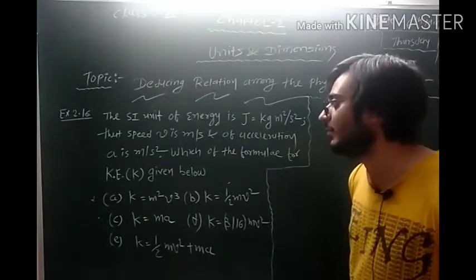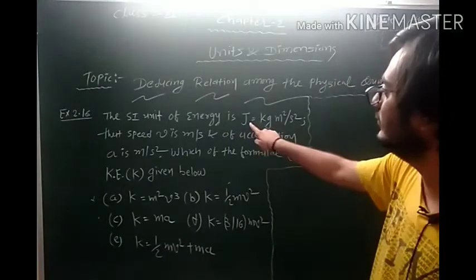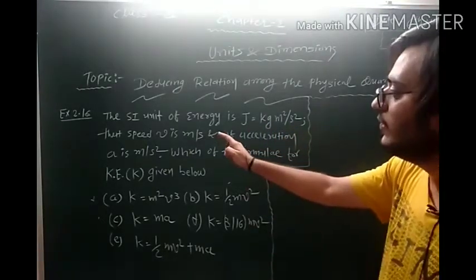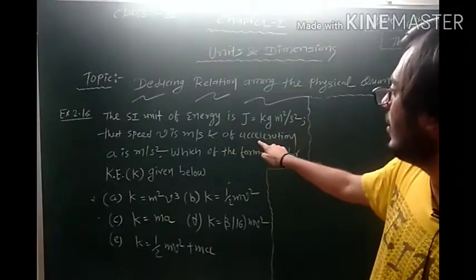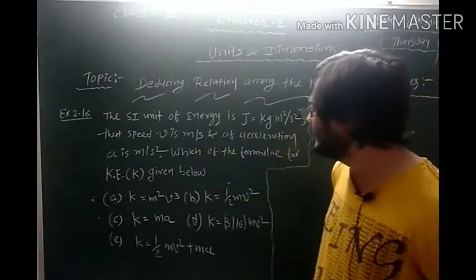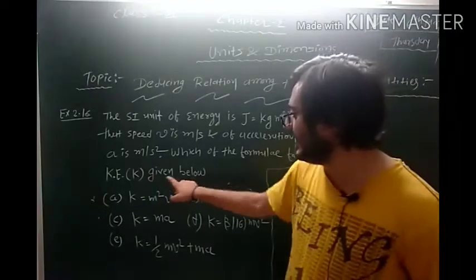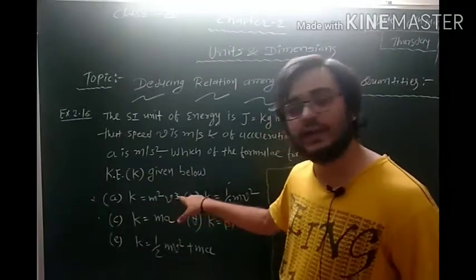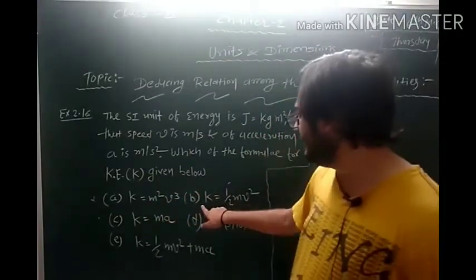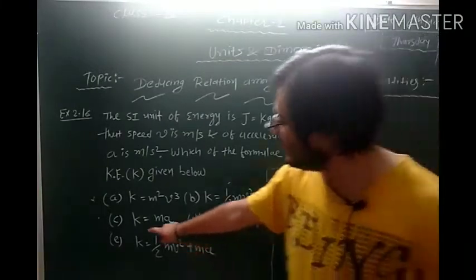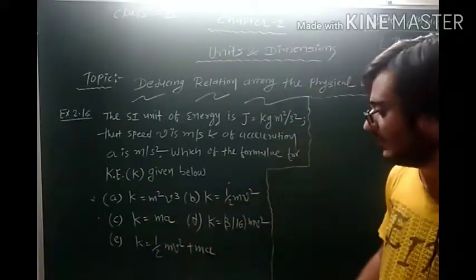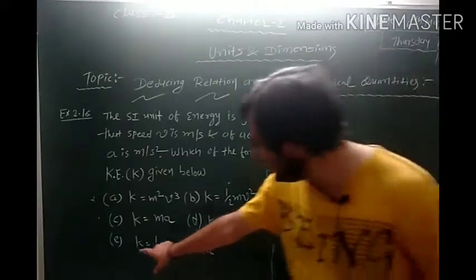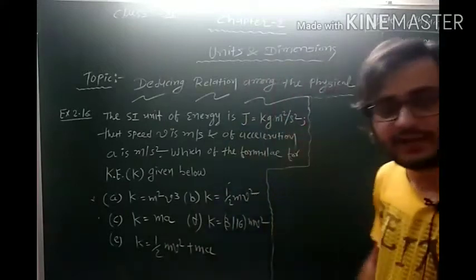In this example we are given the SI unit of energy, joule, which is equal to kilogram meter square per second square, and that speed v is meter per second, and acceleration a is meter per second square. Which of the formulae for kinetic energy given below is correct? A is given as K equals half m square into v cube, B is K equals half mv square, C is K equals m a, mass into acceleration, D is K equals 3/16 mv square, and E is K equals half mv square plus ma.